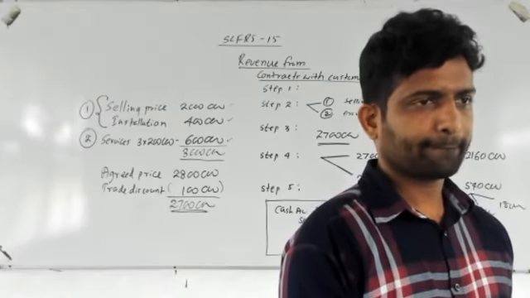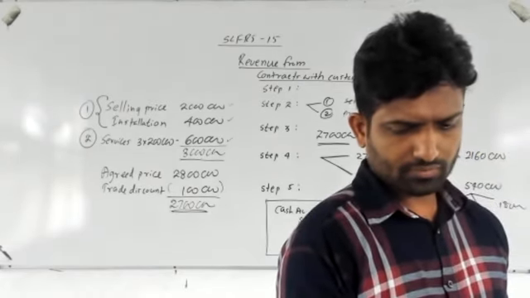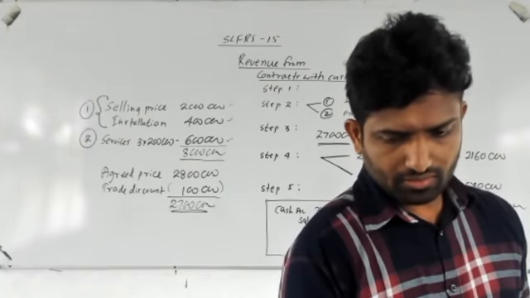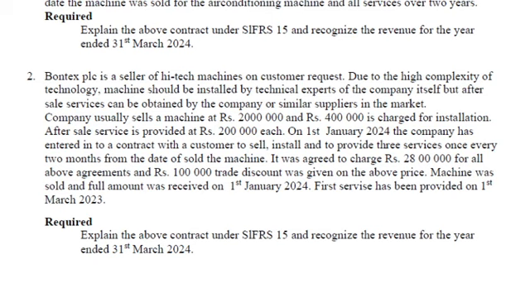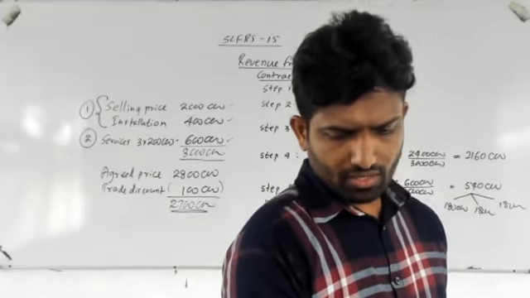Okay. The date should be adjusted according to the question. The machine was sold and the full amount was received on 1st January 2024. The first service has been provided on 1st March 2024, not 23.